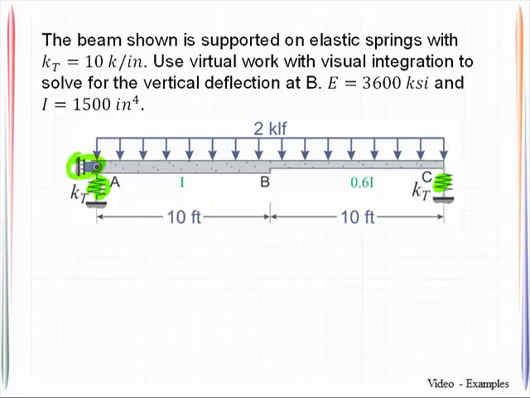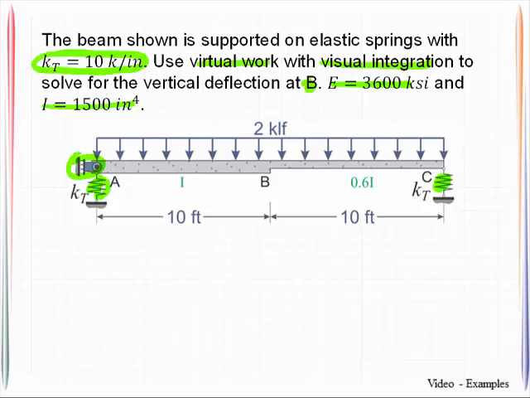Recognize that this roller support, all it's doing is making sure we've got a stable structure, preventing motion from side to side. The springs have an elastic stiffness of 10 kips per inch. We're being asked to use virtual work along with visual integration to solve for the vertical deflection at point B, which is mid-span. Modulus of elasticity, 3600 ksi, moment of inertia, 1500 inches to the fourth.